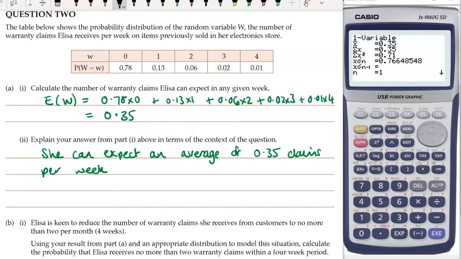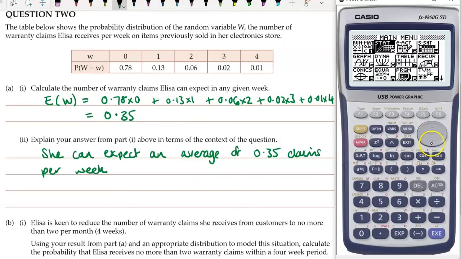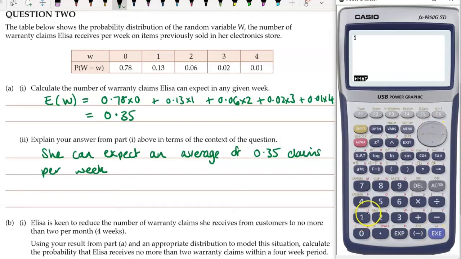Now, since you can't get 0.35 of a claim being made, let's see if we can work that out in more whole numbers. So if we do 1 divided by 0.35, we can see how many weeks we would have to wait until we got a full claim. So approximately 3 weeks. So 2.85 would mean that we've got about 1 claim every 3 weeks.